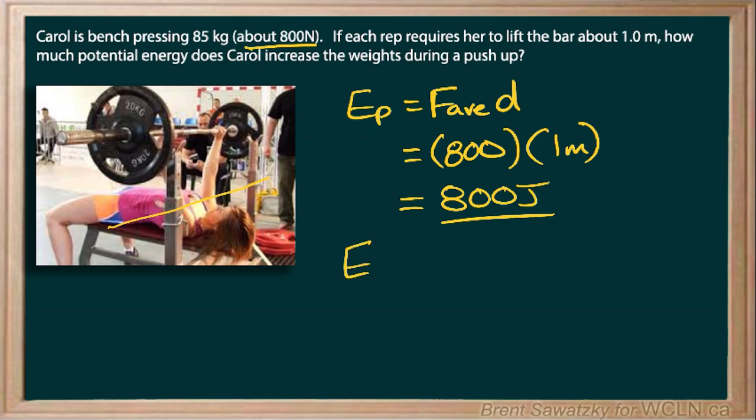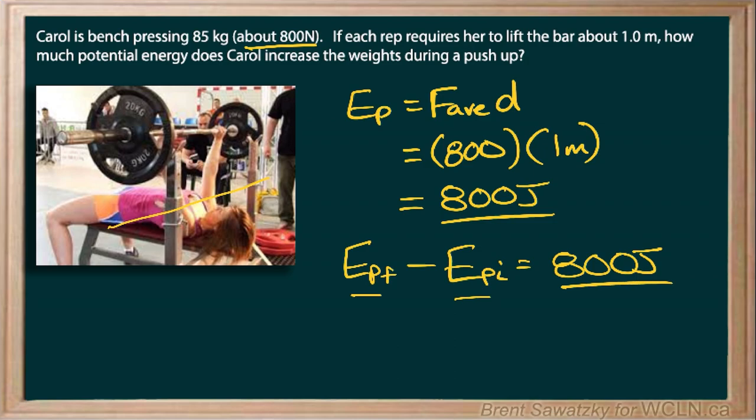So one thing that is worth noting is we're basically saying the change in potential energy, that final energy minus the initial energy, is our 800 joules. That's what we were able to increase the potential energy by, using the work of pushing that weight up.